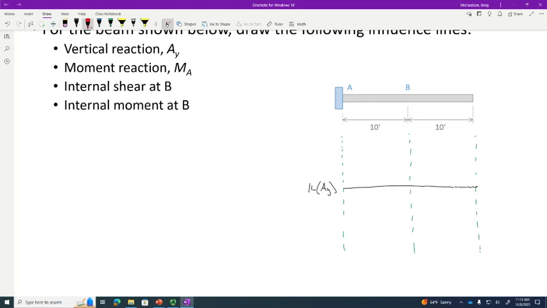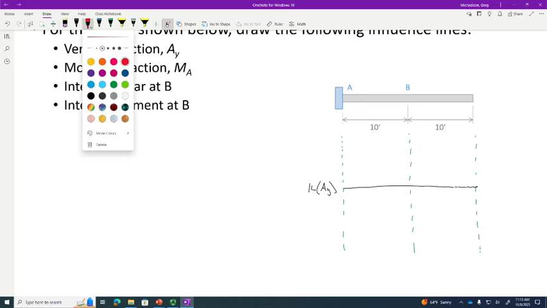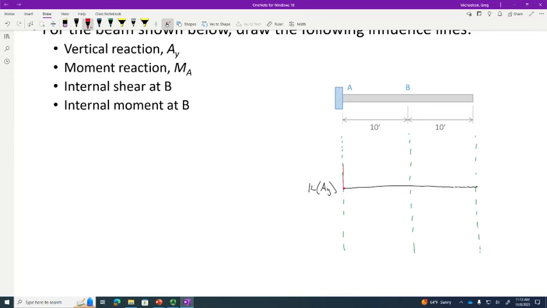What do you think? Say it again? Just a straight line. It's just a solid straight line. And sir, that is 100% correct. What does the influence line for AY look like? You just go up, boom. And that's the influence line for AY, right there.